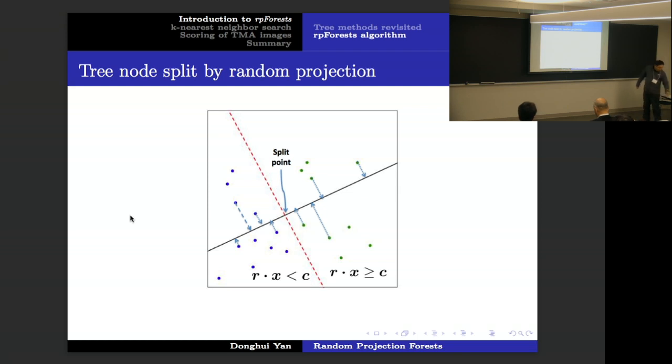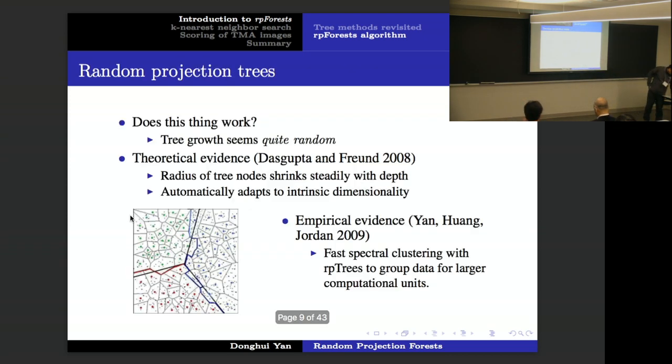Okay, so this is how the projection actually works. Suppose we choose this as a direction. First we project all the points onto this line. Then we randomly pick a point to split the data into two halves. Okay, so it's very simple.